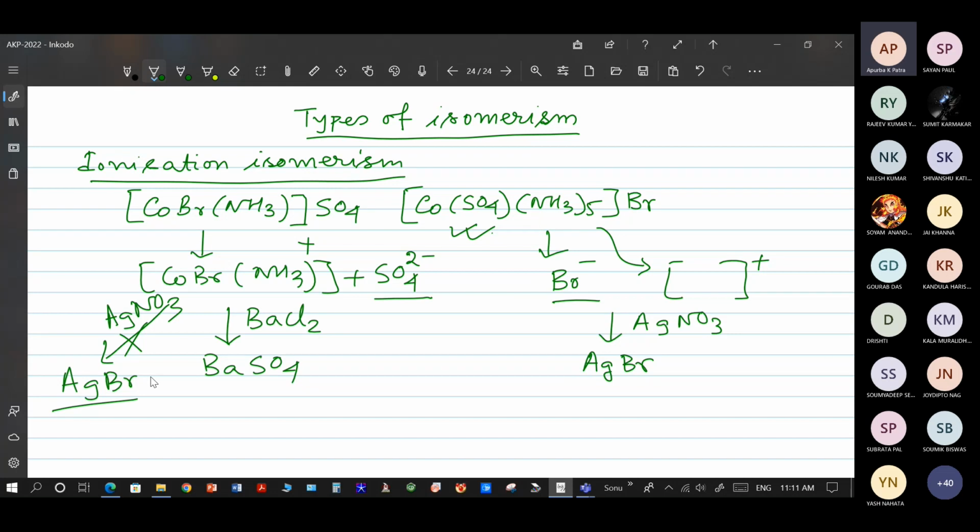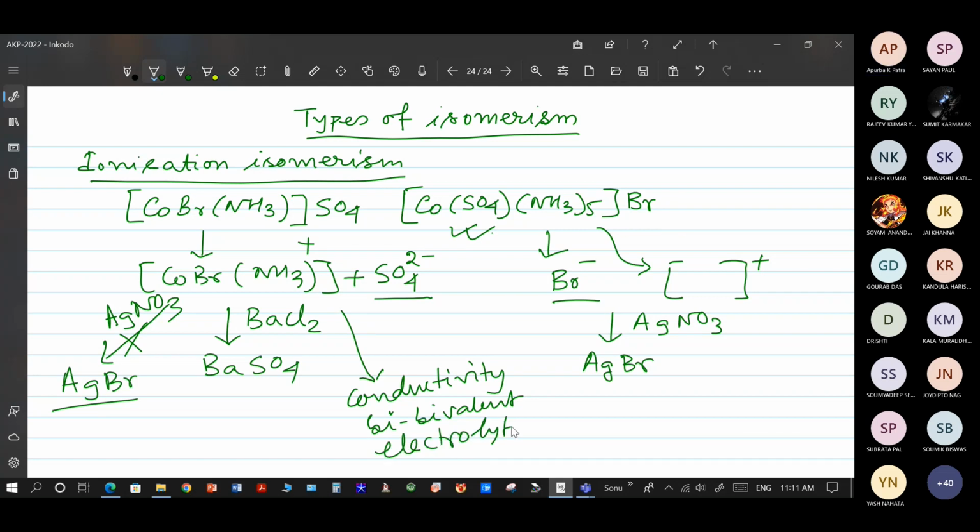Now, there is another physical property difference we are going to get. If you perform the conductivity measurement, then we are going to see this will act like a bivalent electrolyte. But in this case, we are going to get this one as the univalent electrolyte. So, these two things will tell you that due to the ionization it forms different sorts of complexes.